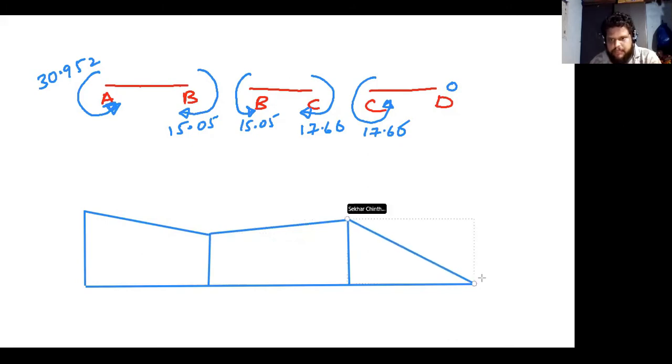So these are the final end moment values. Okay, let me write those values. So this is 30.952, the ordinate height, and this is 15.05, and this is 17.66, and this is 0.